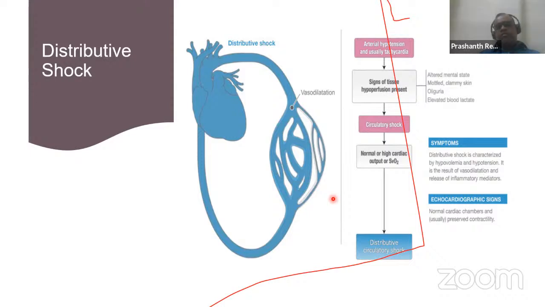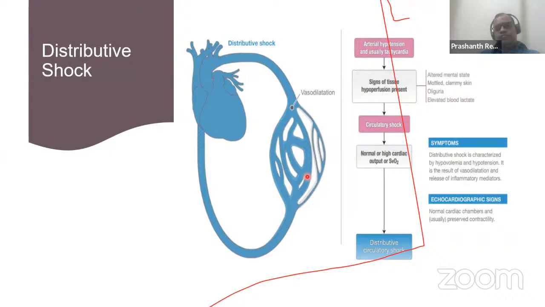Then distributive shock. Distributive shock can be due to sepsis, anaphylaxis, or spinal anesthesia. Neurogenic shock is usually a distributive shock. Any spinal cord transection or spinal anesthesia itself can lead to a kind of distributive shock. That is, there is severe vasodilatation. Here, the cardiac output is normal or high because there is decreased afterload.